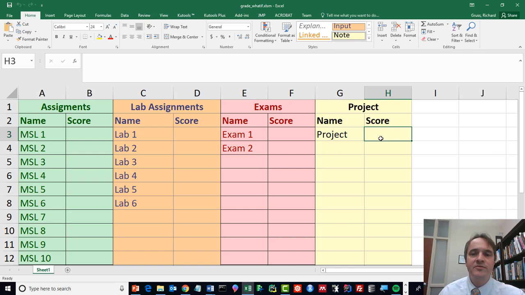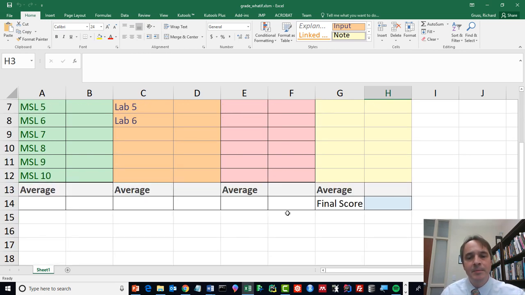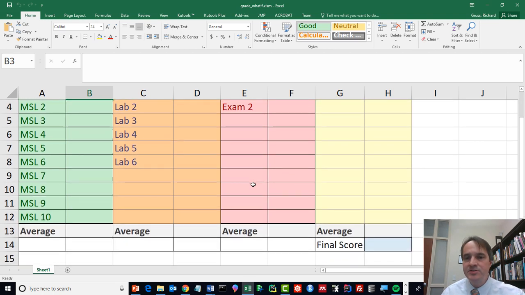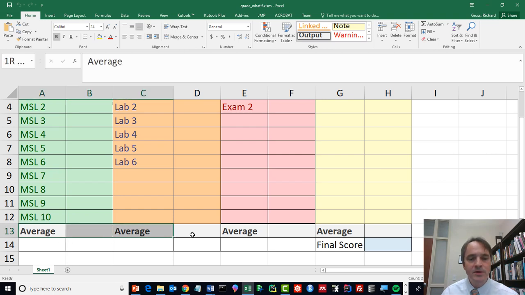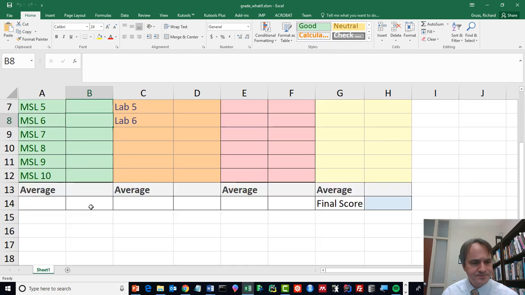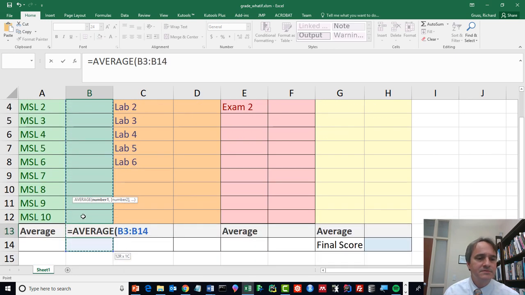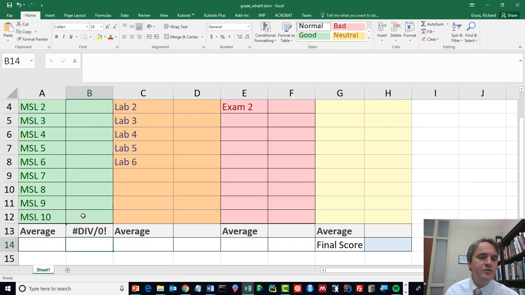And I'll do a separate video for the project. But what I'm asking you to do in the first lab assignment is to just put in some plausible scores and then to try a few things out. So you'll need to put in a formula. So this row here will compute the averages of each of these sections. So for example, you would just do that this is equal to the average of all of these. Okay, so that'll give you your average.